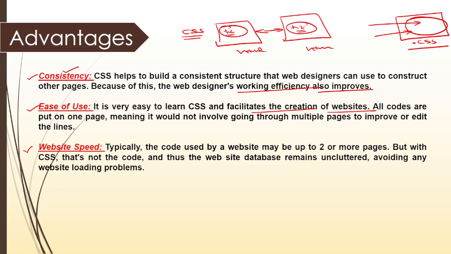Next advantage is website speed. Typically the code used by a website may be spread over 2 or more pages, but when we use cascading style sheets, it avoids website loading problems. Automatically, when it avoids the website loading problem, it takes low space to store the data, the codes or tags. It automatically increases the speed of our website. So whenever we use CSS, it allows our website to run faster.